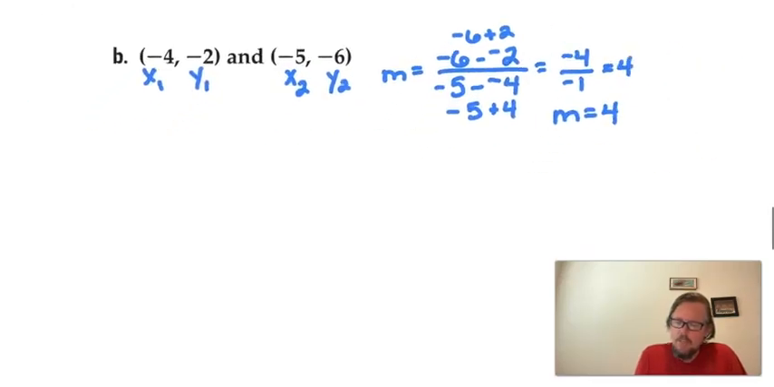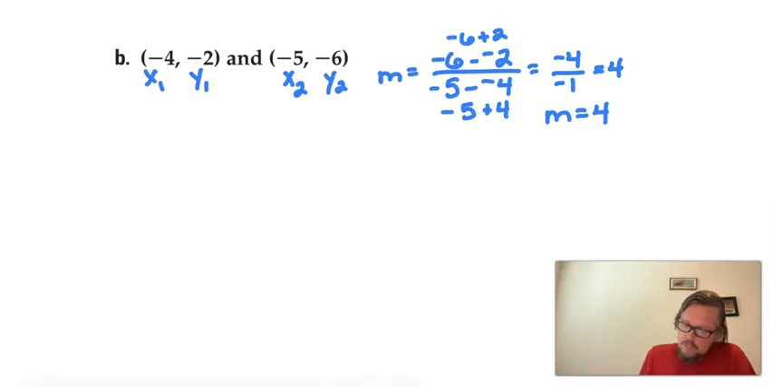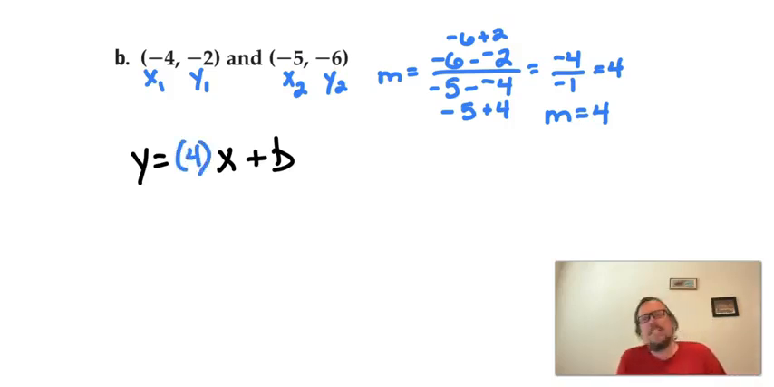Okay. So now we can do y equals mx plus b. We're going to replace our m with that 4 that we just found. And so we're going to replace our x and y with one of these two coordinates. Again, it doesn't matter because both of these are pretty unpleasant. Negative 4, negative 2, and negative 5, negative 6, all negative numbers, so there's no avoiding the negatives.